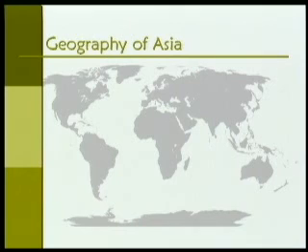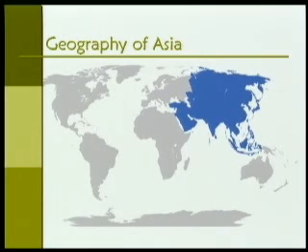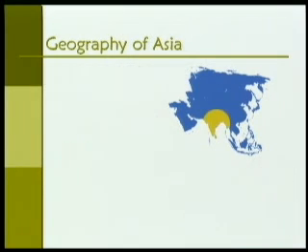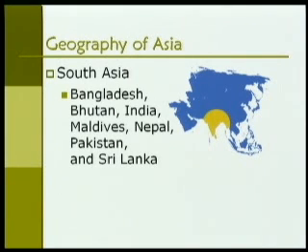Now, when it comes to the geography of Asia, as I said, it's a huge place. There on the screen you can see the world map, and on the right hand corner you see the colored area. That is Asia, the huge continent of Asia, and it has, as I said, different parts. One part of it is South Asia, which constitutes the countries of Bangladesh, Bhutan, India, Maldives, Nepal, Pakistan, and Sri Lanka.